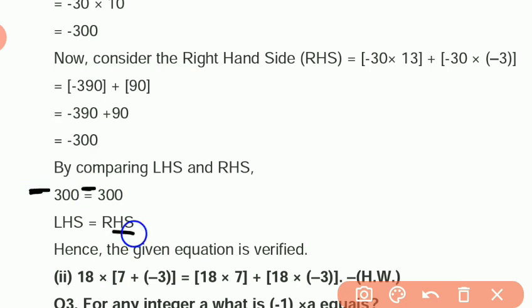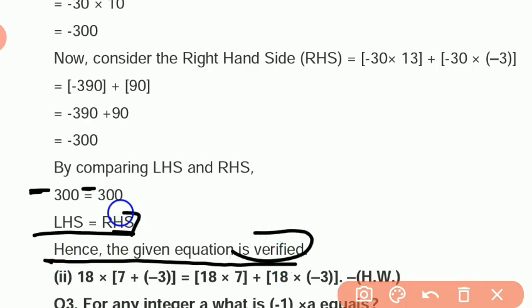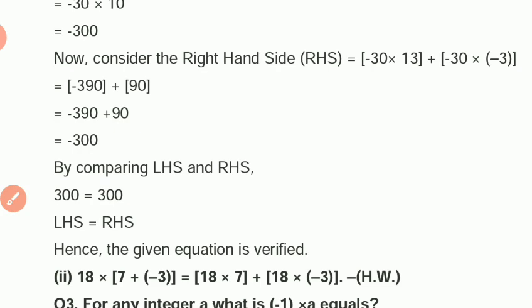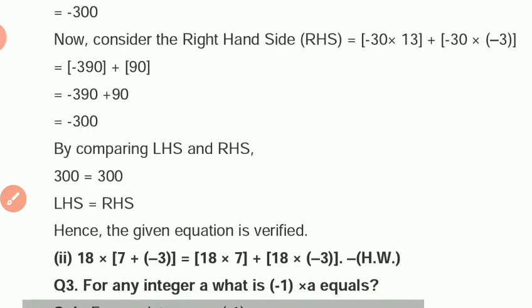So we have seen that LHS and RHS are both equal to minus 300. So LHS is equal to RHS. Hence the given equation is verified. Verified means we have to check whether LHS is equal to RHS or not. So we have seen that this satisfies the given condition. So the given equation is verified.